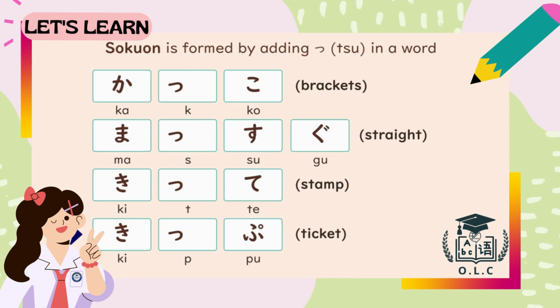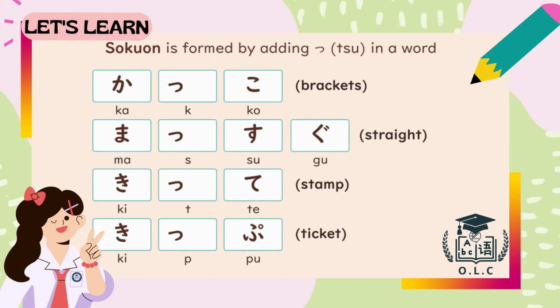So as you could hear in each word, the sound of the consonant after the small tsu is longer. Now, one thing to note is that small tsu to indicate SOKUON sound cannot begin a word, but it can appear at the end of a word.